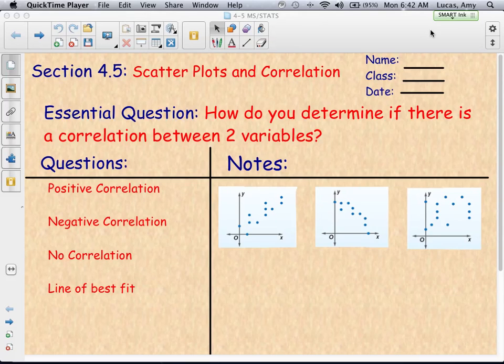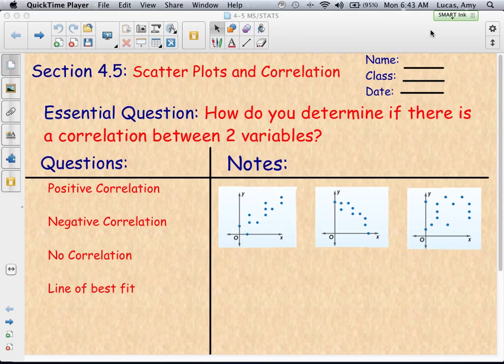Lesson 4.5, Scatterplots and Correlation. How do you determine if there is a correlation between two variables? There are three different types of correlation that we're going to talk about in this section. There's positive correlation, negative correlation, and no correlation. We're also going to talk about how you draw the line of best fit for a set of data that has correlation.